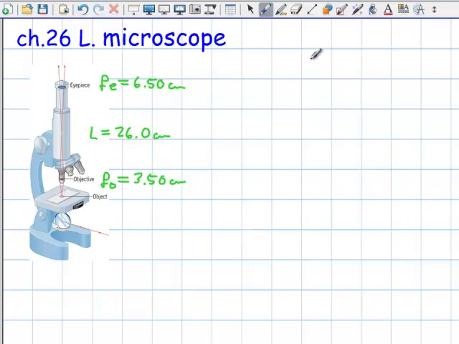Capital N equals 35.0 centimeters. If, as usual, the first image lies just inside the focal point of the eyepiece, how far is the object from the objective? So what it says is, how far is the object here from the objective? We have to figure that out.